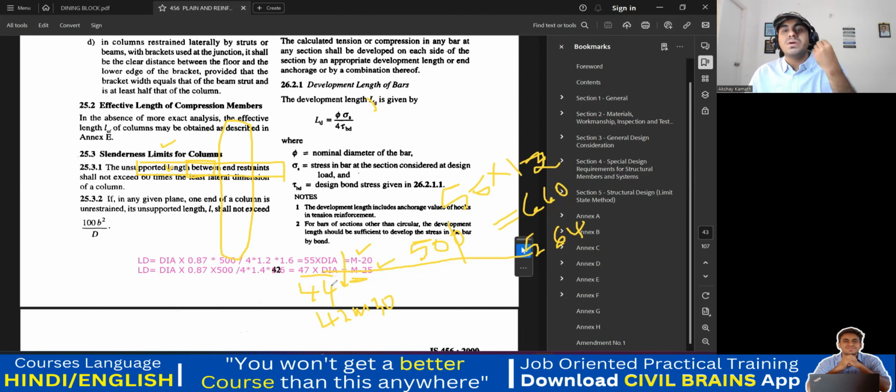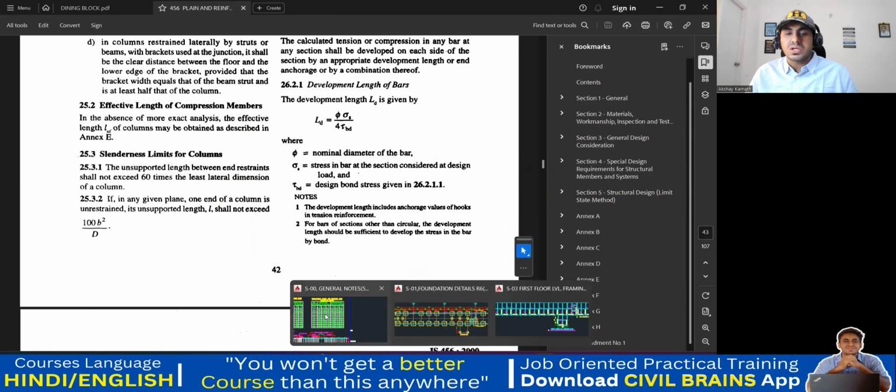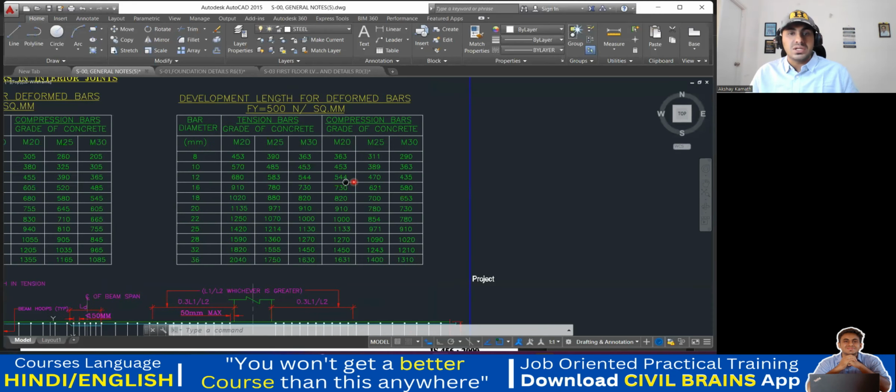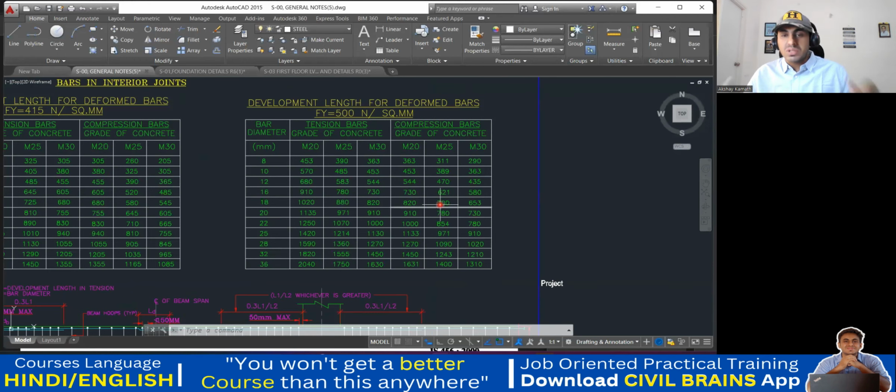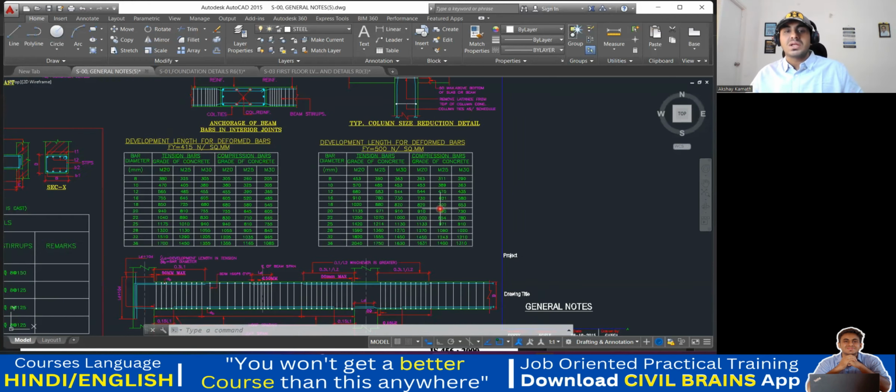So we'll say you provide 50 times the diameter of the bar on the site. Suppose it is given in your drawing, then you can follow the same thing on site. But as an engineer, you should know how these values are coming. Simple. I hope up to here your concepts are clear.